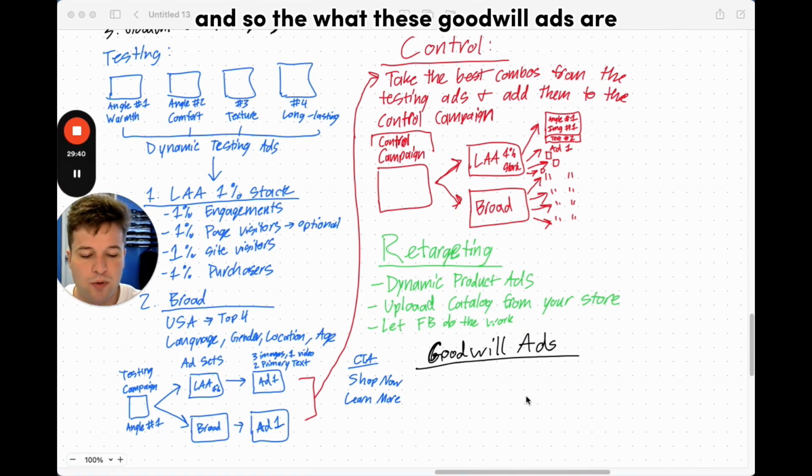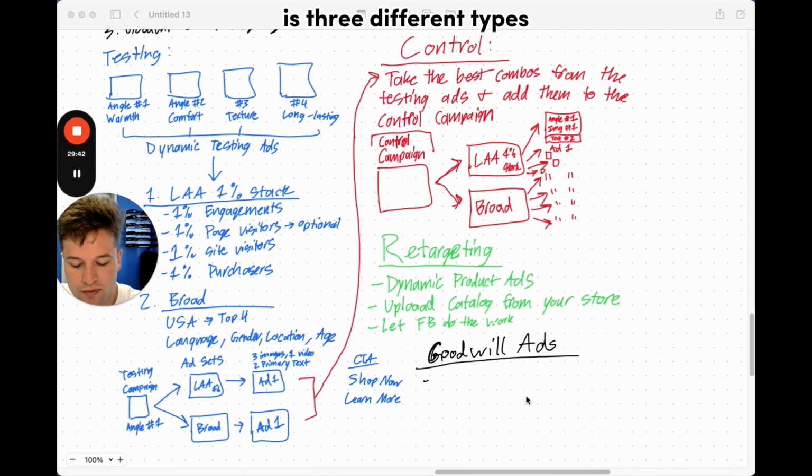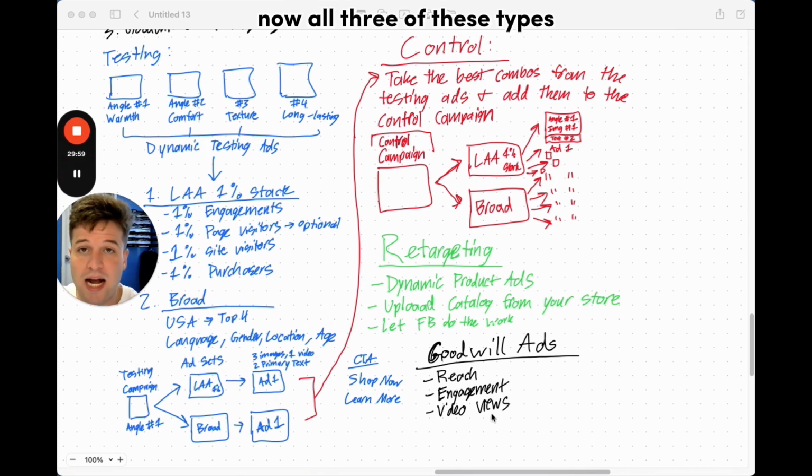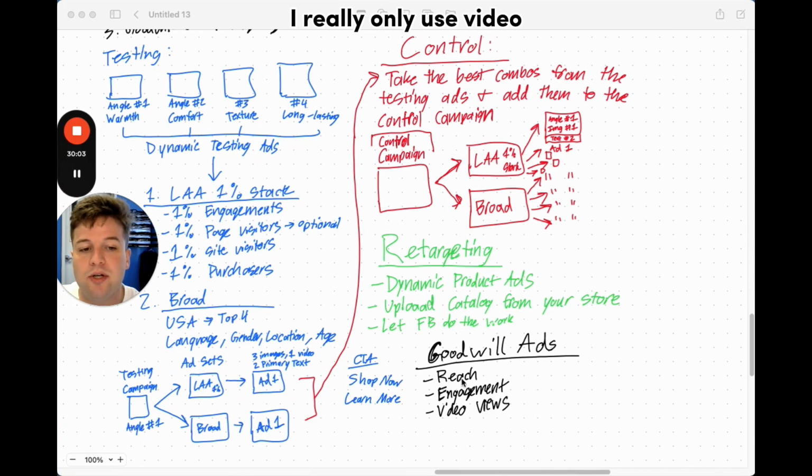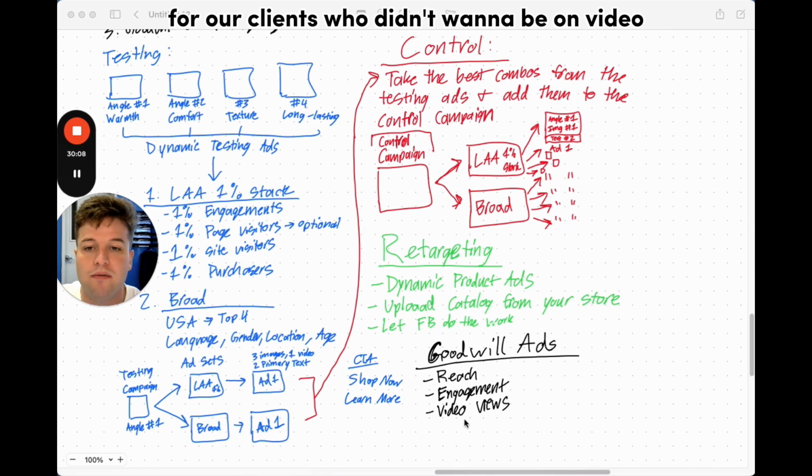And so what these goodwill ads are is 3 different types. Now, all 3 of these types, you don't have to use all 3 of them. I really only use video views and reach, but you can do engagement. We've done it before for our clients who didn't want to be on video.